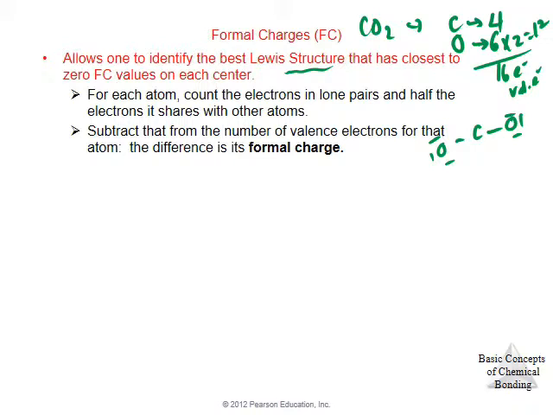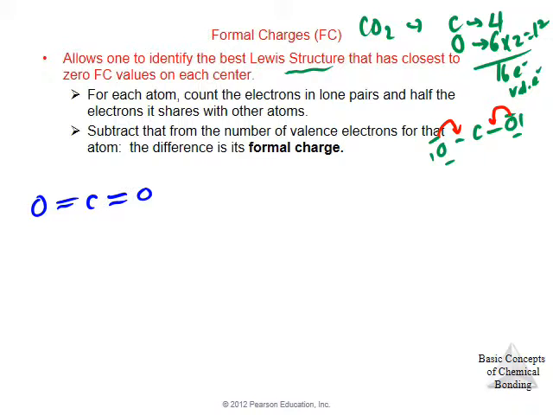So there are 2 ways we can give carbon 8 electrons. One way would be bringing one pair from here to here, and the other one would be from here to here. So that would give you, let me show you, carbon with 2 double bonds on 2 sides. So that's carbon dioxide, that's the one structure.